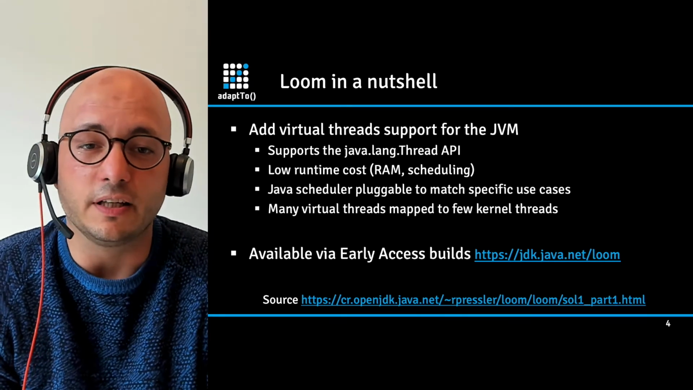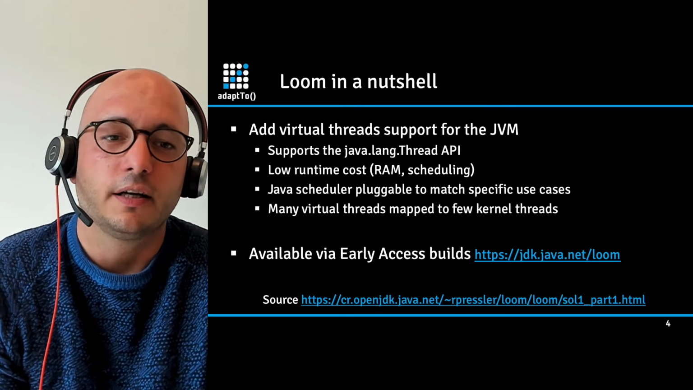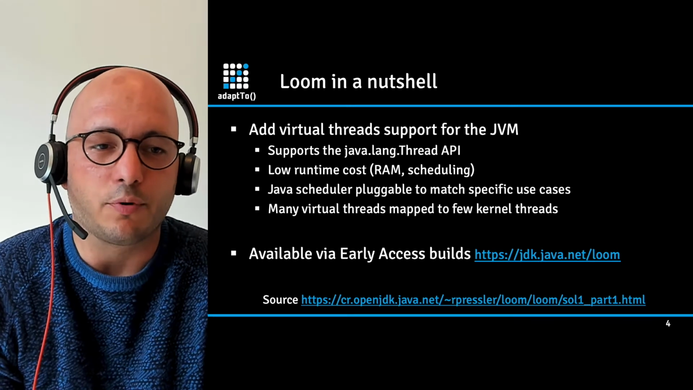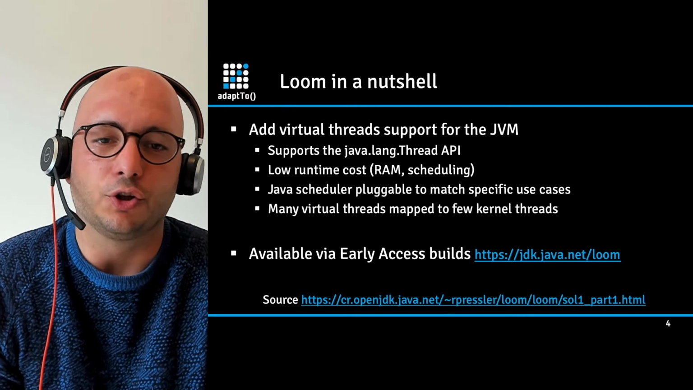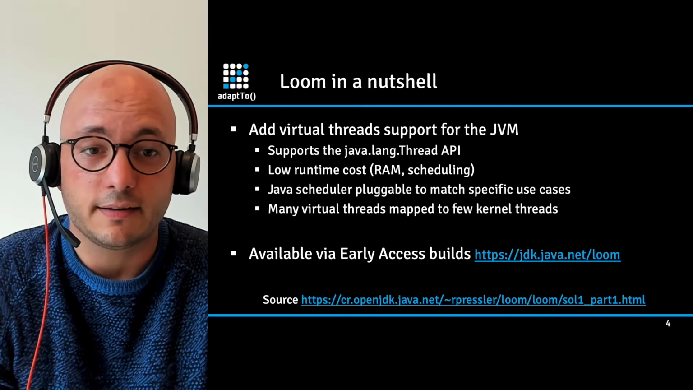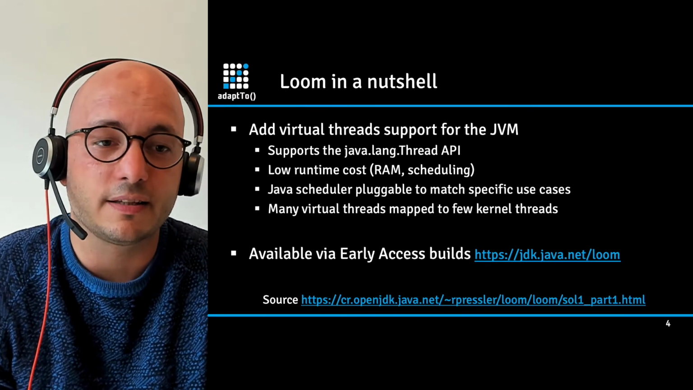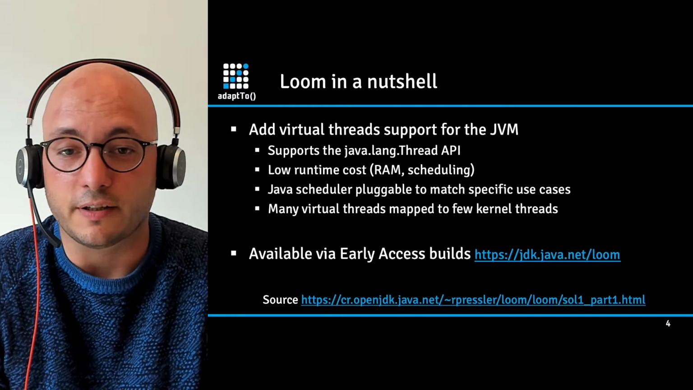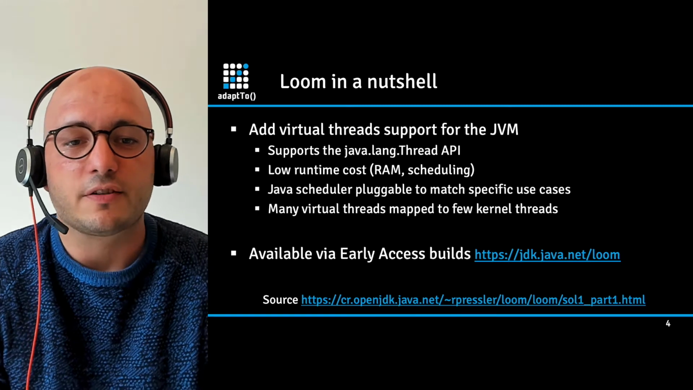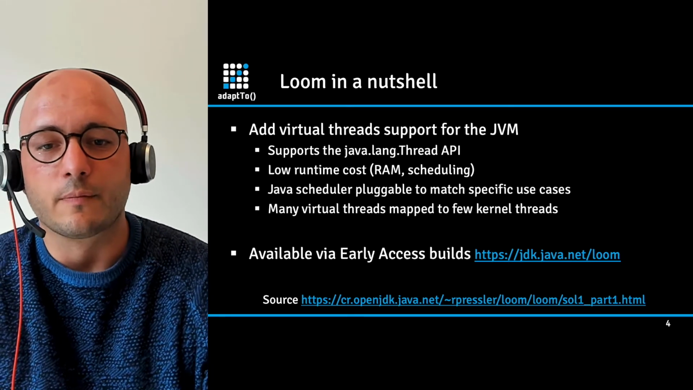The purpose of the OpenJDK Loom project is to change this paradigm by providing much more lightweight threads to the Java platform. It's an ongoing project that is not released yet, but it can already be tested thanks to early access builds of the project. This presentation is based on those early access builds.